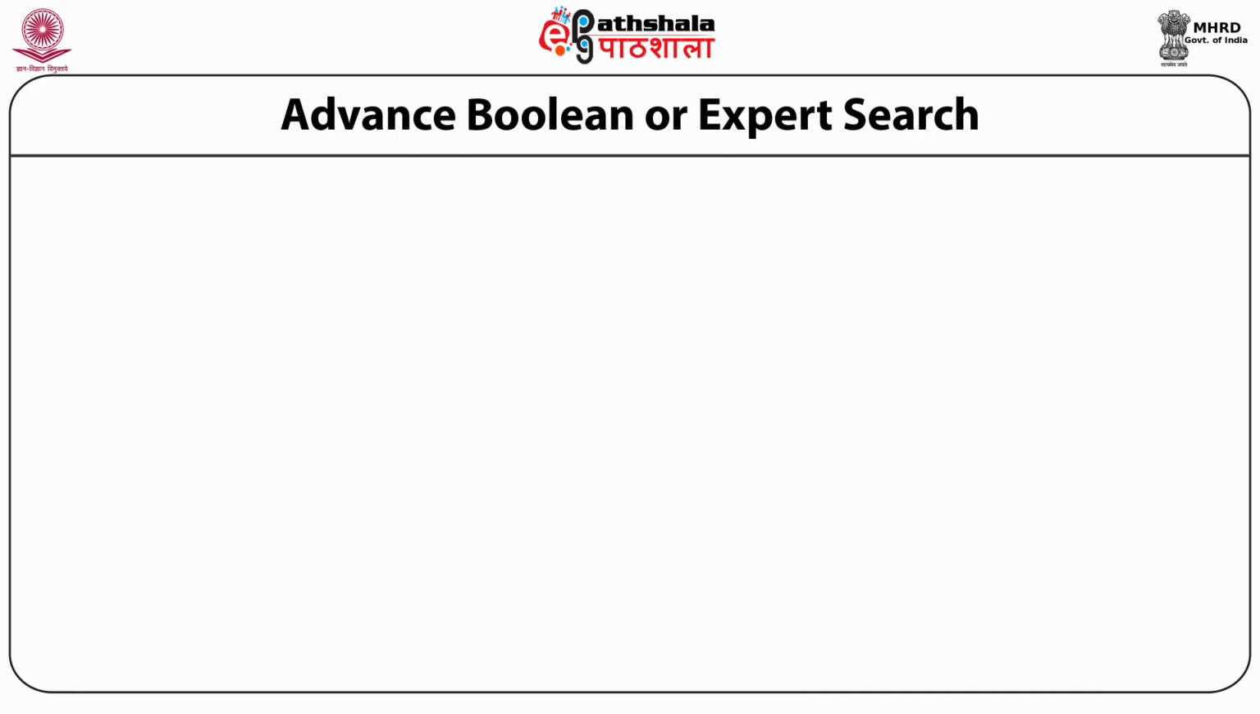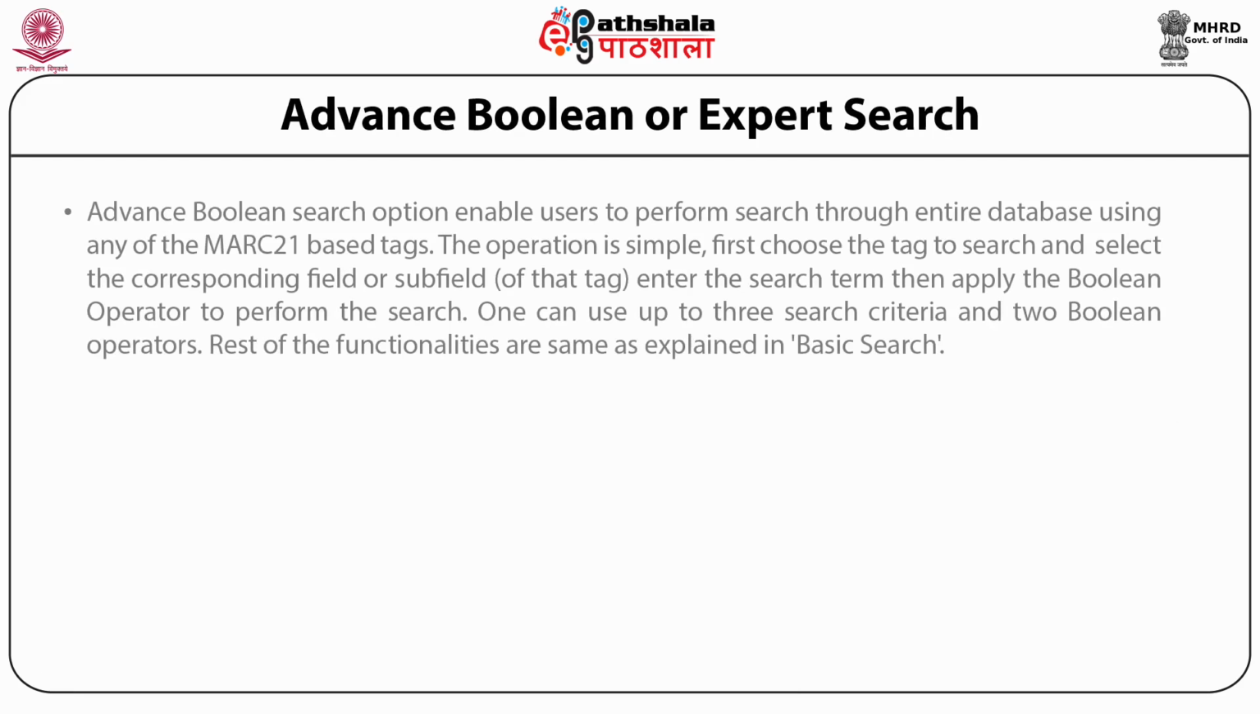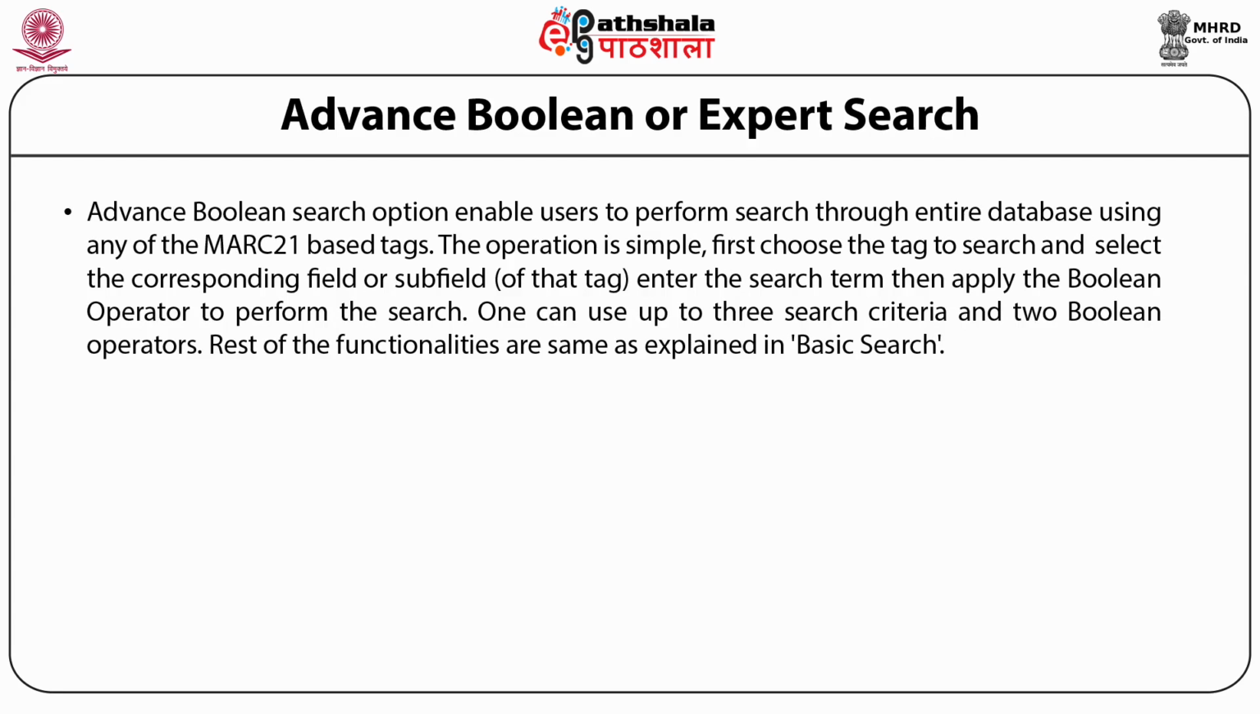Advanced Boolean or expert search. The advanced Boolean search option enables the user to perform a search through the entire database using any of the MARC 21 base tags. The operation is simple. First, choose the tag to search and select the corresponding field or subfield of that tag. Enter the search term, then apply the Boolean operator to perform the search.